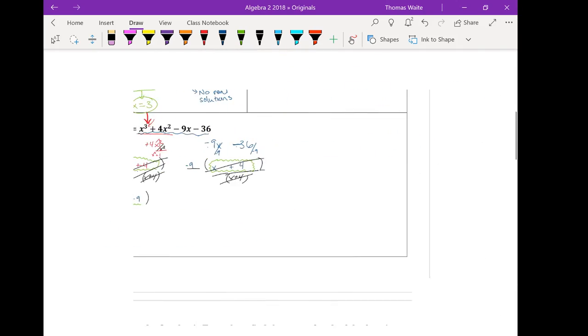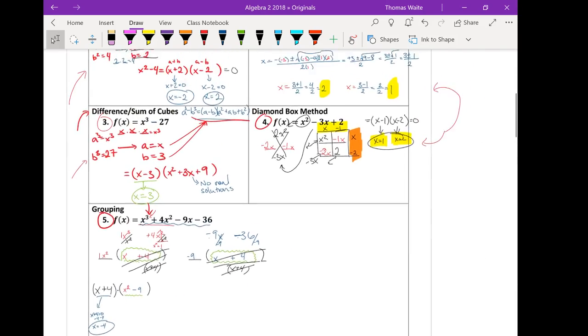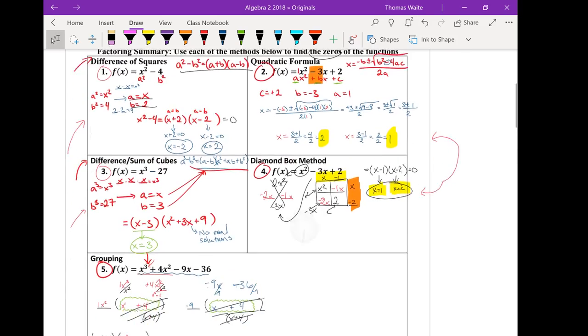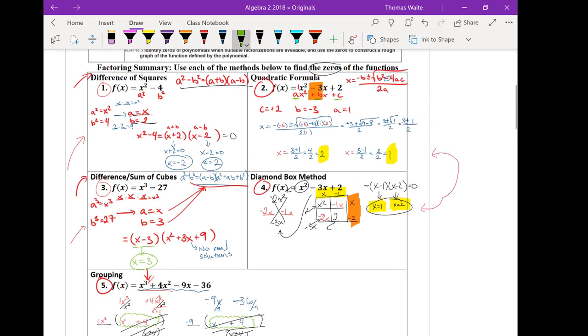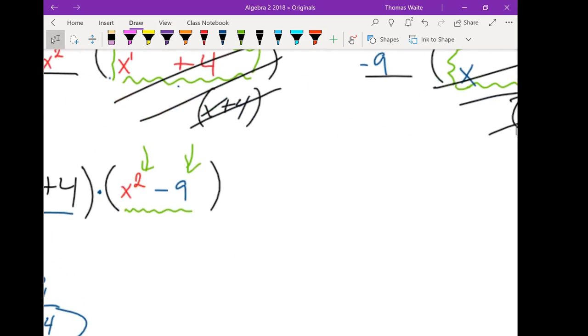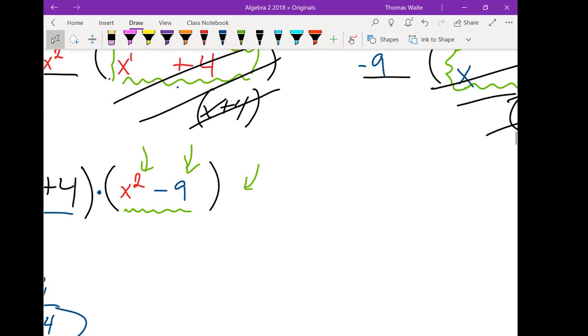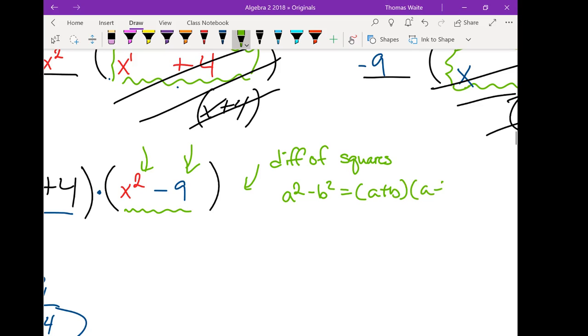Well, if I look back at my patterns, we only have these tools. It has 2 terms. It looks an awful lot like it's got a squared term and 9. 9's a perfect square. And there's a subtract. So it looks an awful lot like a difference of squares. And that formula is a squared minus b squared equals a plus b times a minus b.